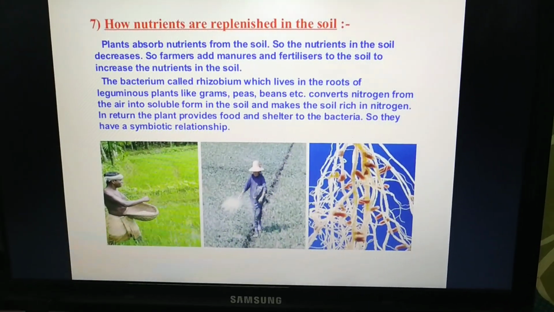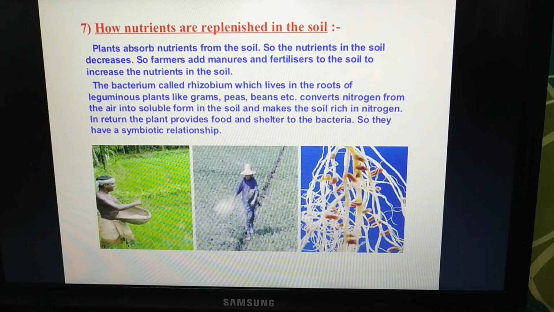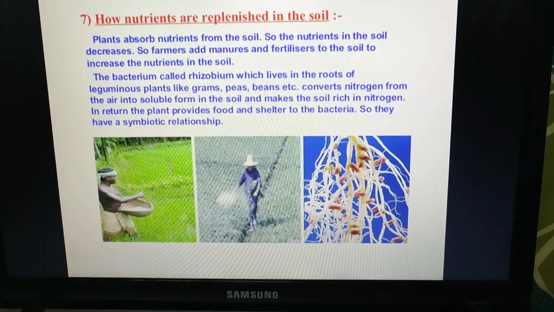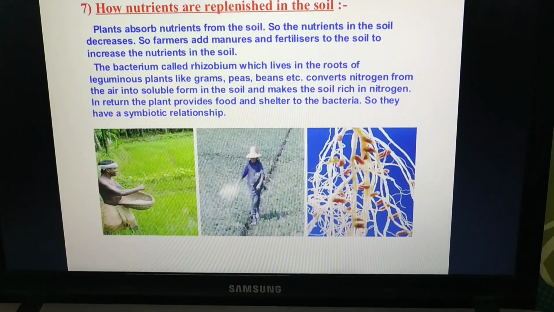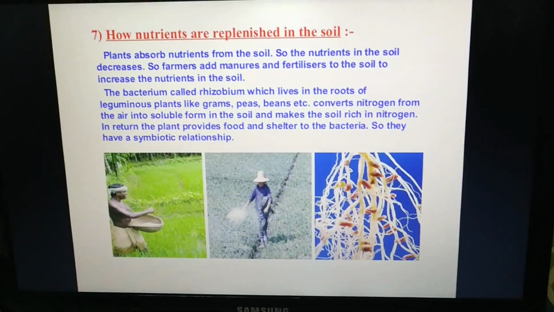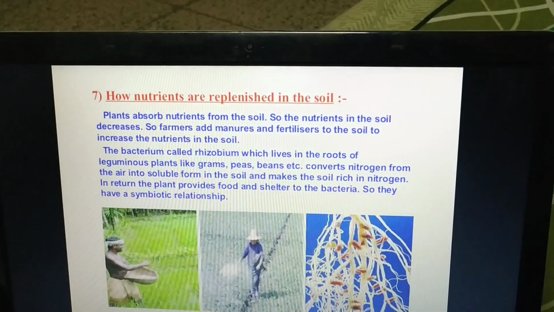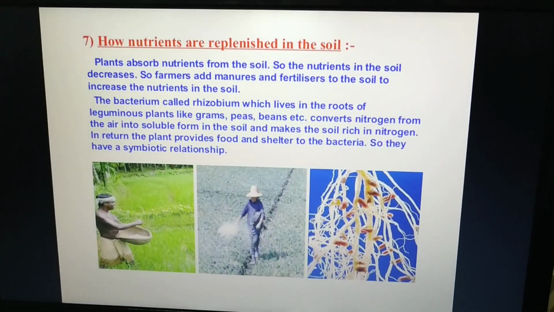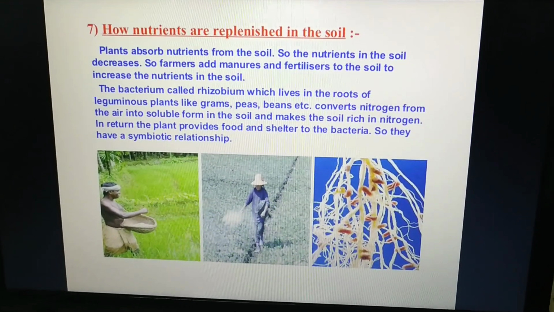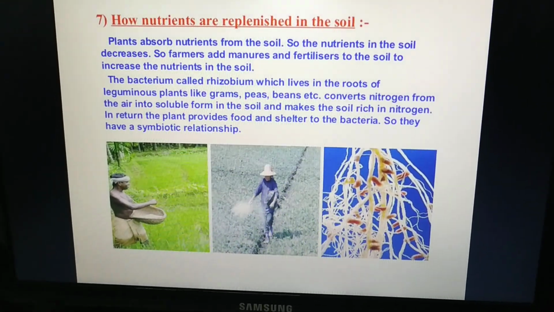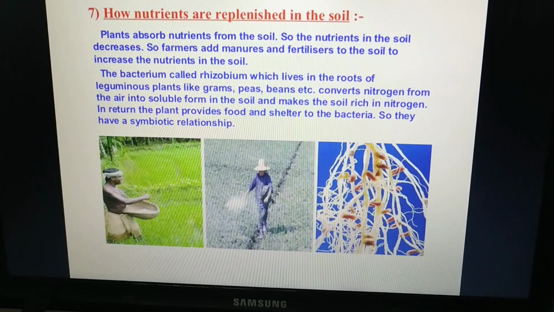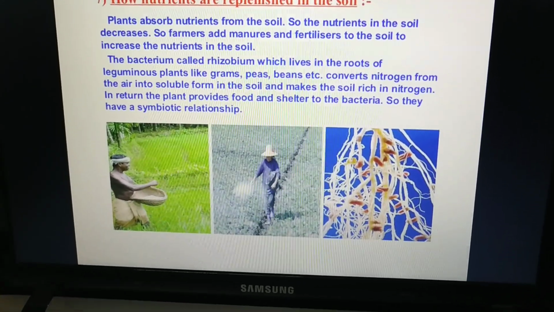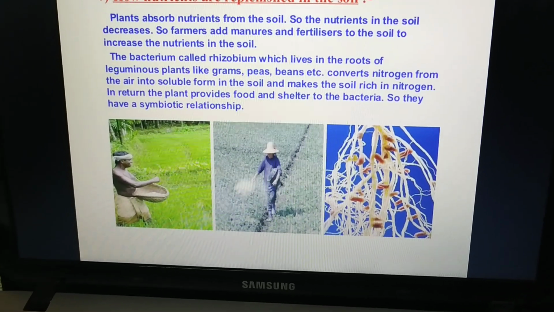Now, children, our last topic is how these nutrients are replenished in the soil. You know very well all the organisms are made up of some components. So, plants absorb nutrients from the soil. So, the nutrients in the soil are decreasing. So, farmers add manures and fertilizers to the soil to increase the nutrients in the soil, just because the crops are taking nutrients from the soil and the nutrients in the soil are decreasing.